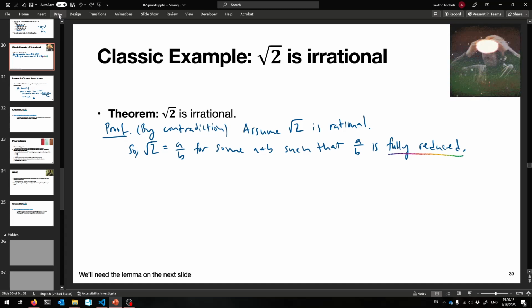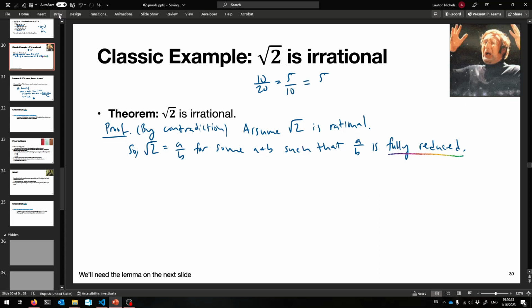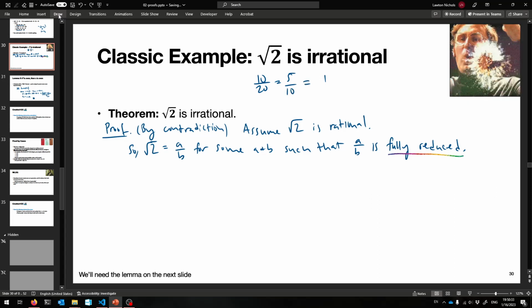You can do that if it's not already reduced, like you can start dividing by stuff, right? And so that's something like this. 10 over 20, you can take out a 10 there, right? 5 over 10, you can take out a 5 out of that, which is equal to 1/2, of course, right?